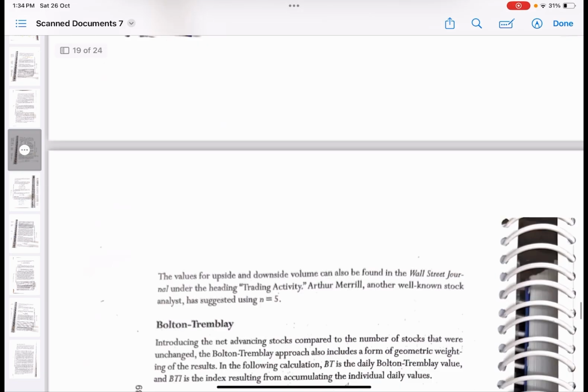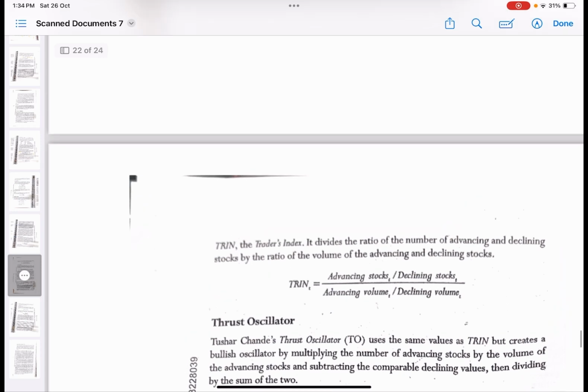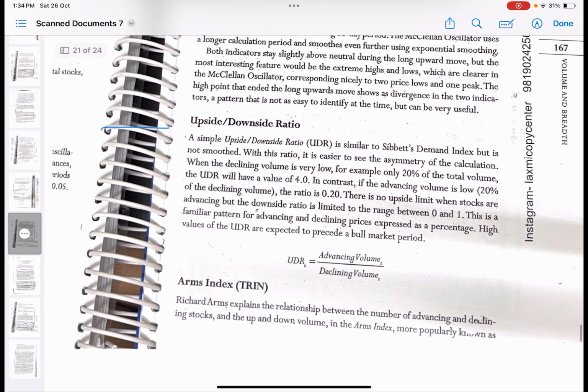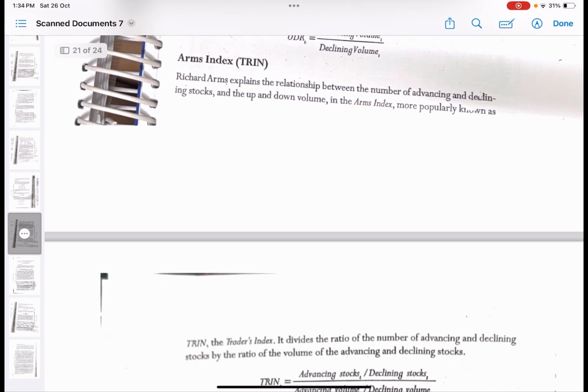See, it is upside volume by downside volume, and you take a value of n, which is some particular day, whereas in upside downside ratio, it is basically advancing volume divided by the declining volume. Now let's see what is an arms index. Arms index is given by Richard Arms, and he explains the relationship between the number of advancing and declining stocks and the up and down volume in the arms index.